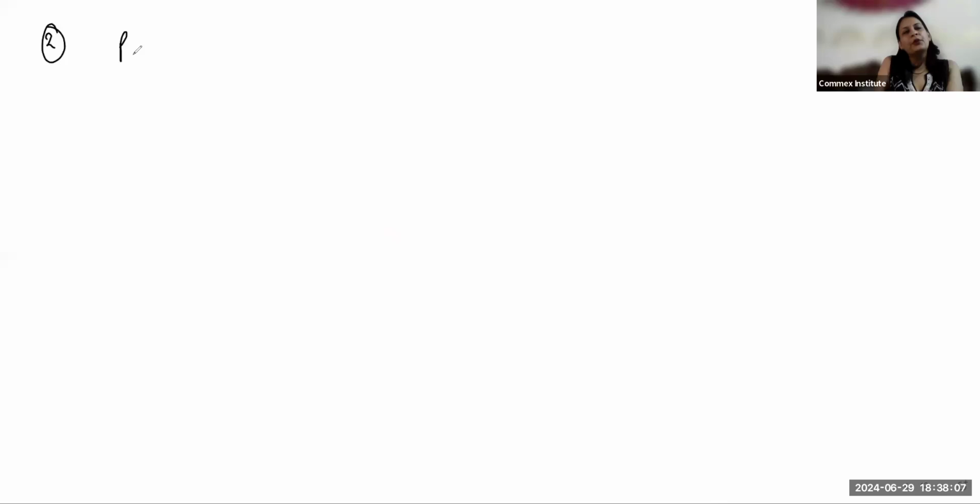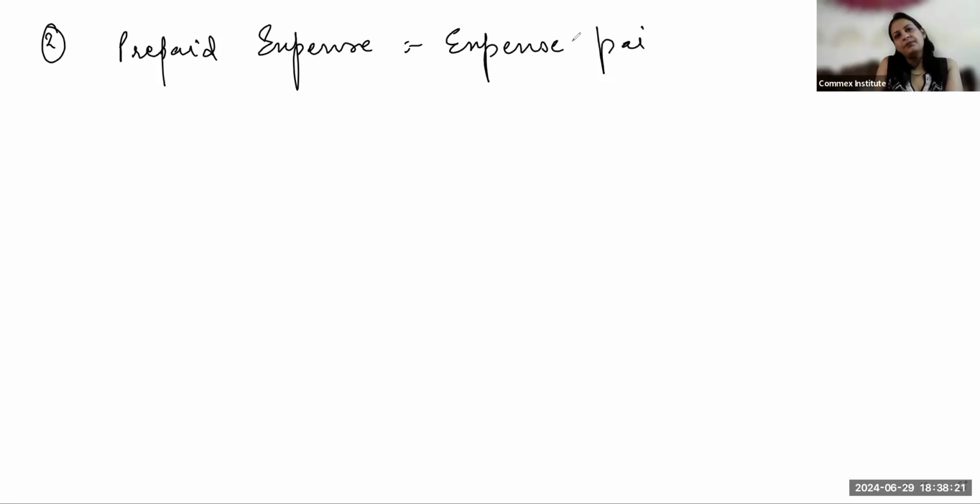Number 2 is prepaid expense. Or you can also call them expenses paid in advance. And they are current asset for us. Okay, prepaid expense is an asset for me. I've paid the rent in advance. I've paid the salary in advance. I'm very happy. I mean, now I can sit and relax. So prepaid expenses are always your current assets.